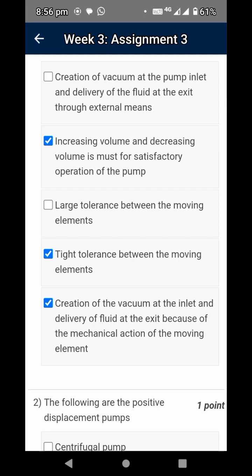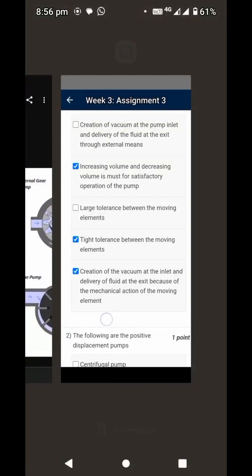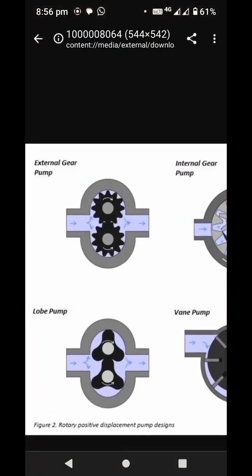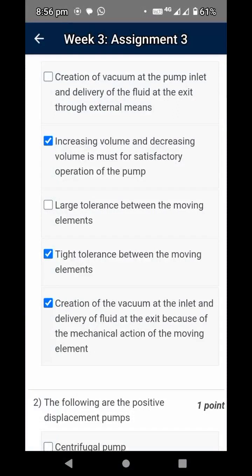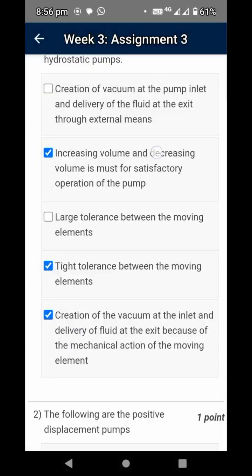Now the third option, large tolerance between the moving elements. Check out the picture. The gears are fitted in a tight manner inside the casing. So there is no possibility of large tolerance between the moving elements. Only tight tolerance is possible. So option 3 is not correct. So in the first question, options 2, 4 and 5 are correct. Option 3 is not possible, and option 1 is also not possible.